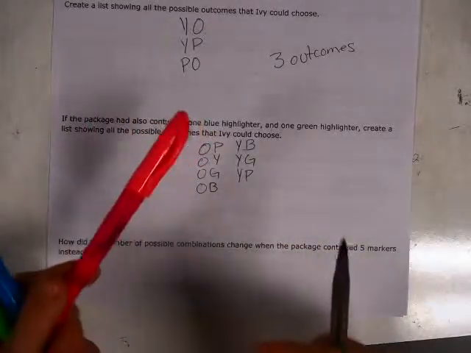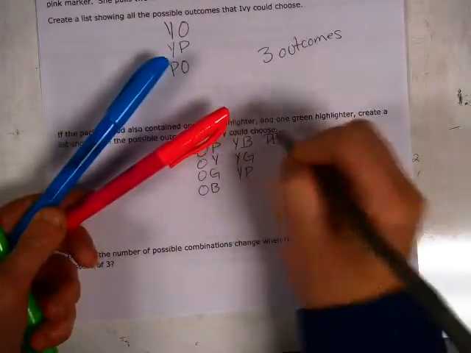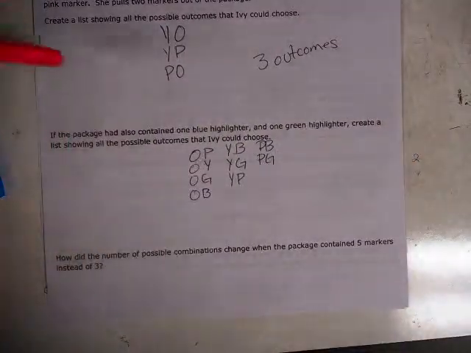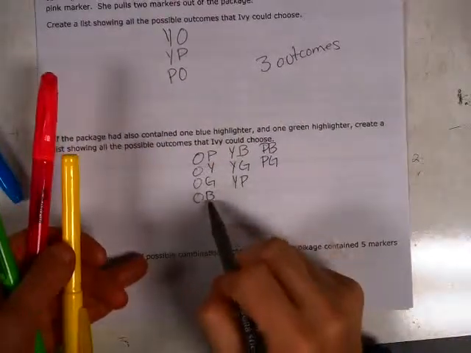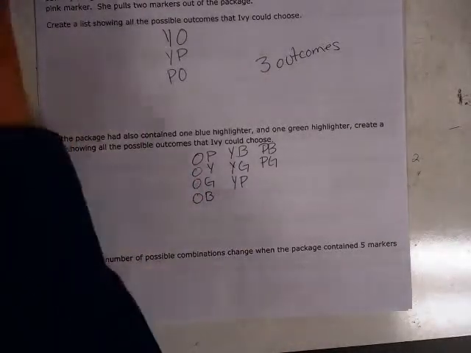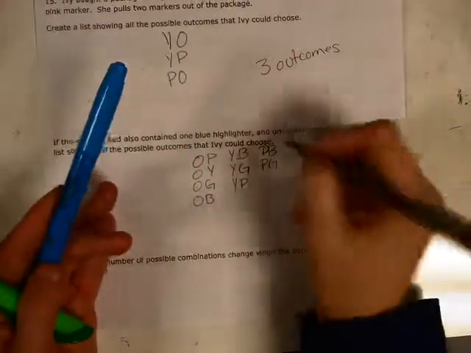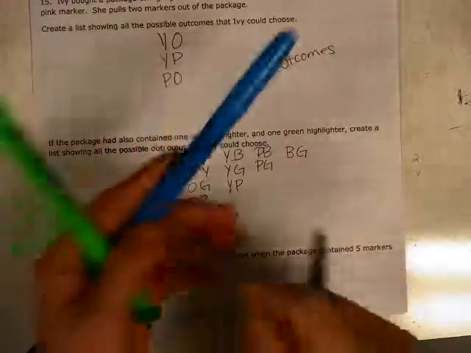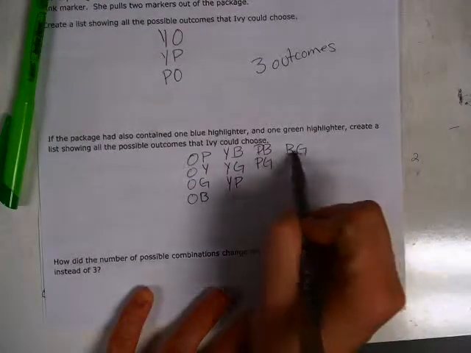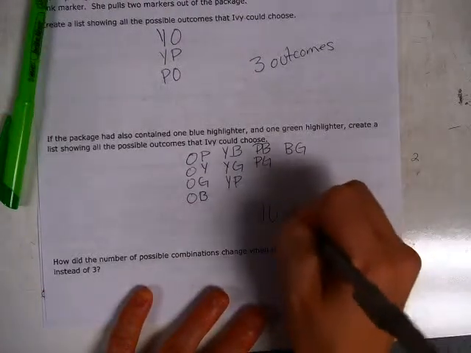So now let's go with pink. We could do pink and blue. We could do pink and green. But even if I grab pink and yellow, I already have that one right here, so I don't need it again. Okay? So now pretty much all my pink ones are out. The only last combination could be blue and green. And I don't need to do green and blue because it's the same thing. So, how many combinations do I have now? 1, 2, 3, 4, 5, 6, 7, 8, 9, 10. I have 10 outcomes.